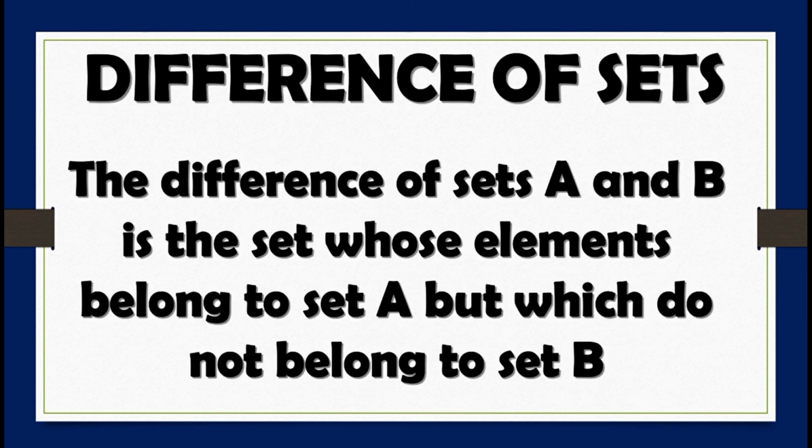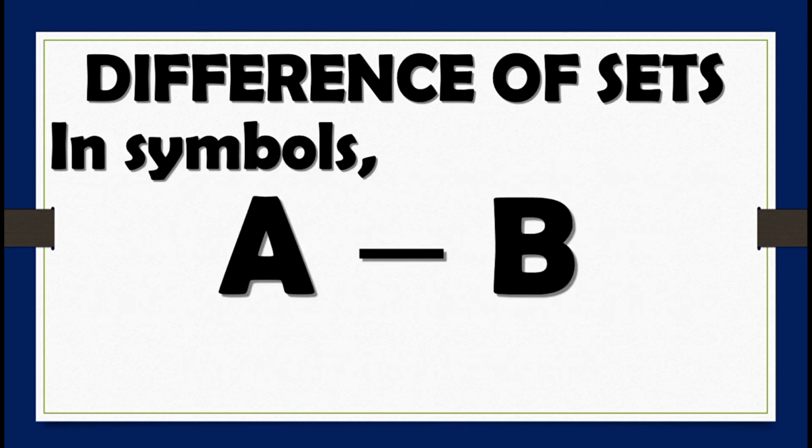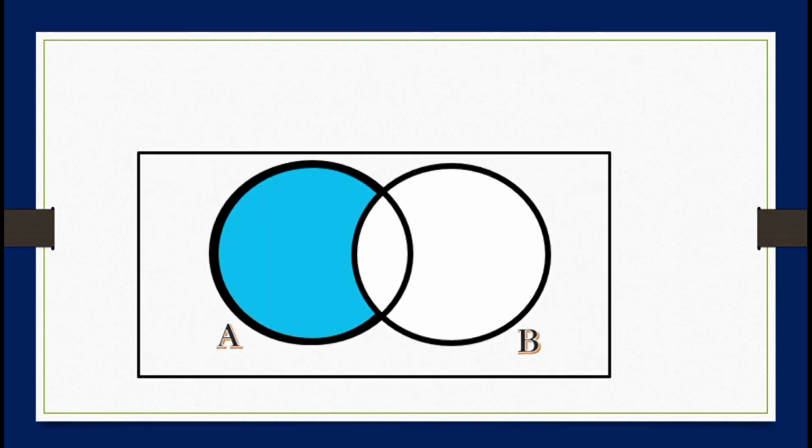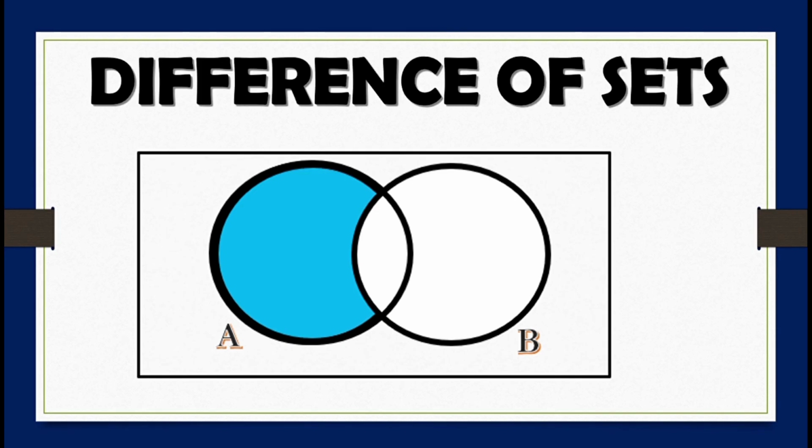Let us also discuss difference of sets. The difference of sets A and B is the set whose elements belong to set A but which do not belong to set B. In symbols, A − B, read as A minus B. If we are to illustrate this one, the shaded region is considered as our answer. A minus B. This is the difference of sets.